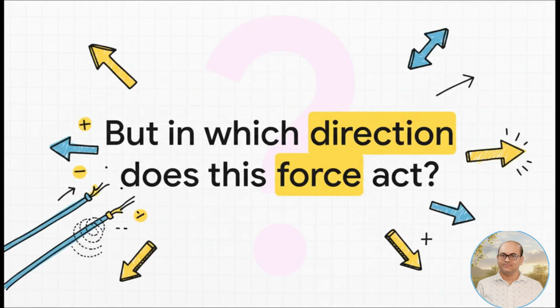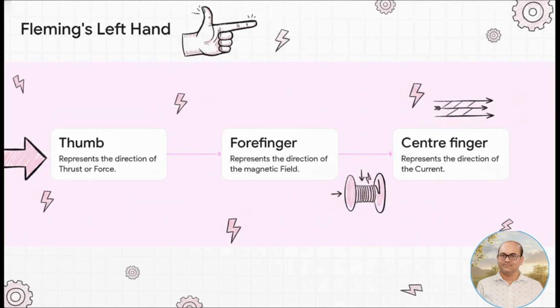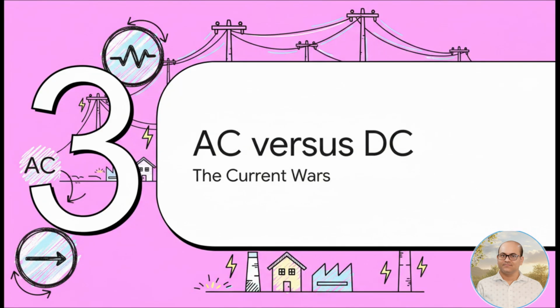This naturally leads to a very important question, doesn't it? For any practical application, we need to know, how can we predict the direction of this force? And for this, we have a wonderful tool, Fleming's left-hand rule. Now, this is very important for your exams, so please stretch out your left hand and follow along with the slide. Your thumb represents the force, your forefinger represents the magnetic field, and your center finger represents the current. Easy!